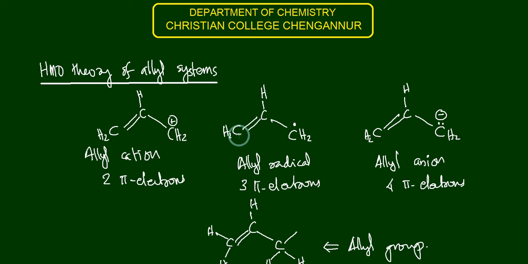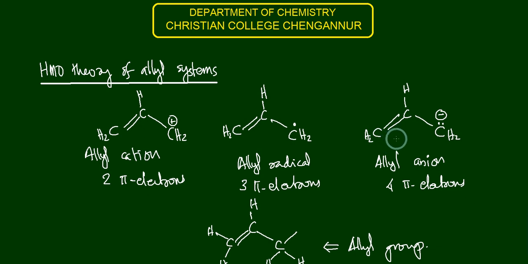And what about the allyl radical? Allyl radical is CH2 double bond CH, single bond CH2. Okay, and there is one single electron here. So if you are checking here, there will be one electron from here and one electron from here, from this carbon, and one electron from this carbon. Each of these carbons has a p-z atomic orbital, and this p-z atomic orbital will have an electron, and these two carbons make a double bond, and this carbon has a single electron in the p-z atomic orbital. So we call it a radical, and altogether it has 3 pi electrons. Okay, each carbon atom has one electron in the unhybridized p-z atomic orbital.